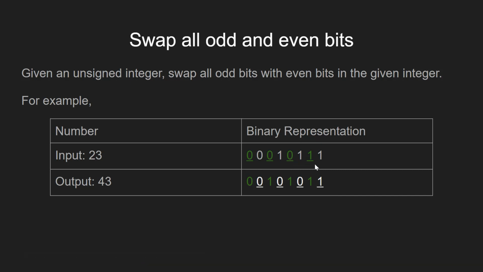Now, how can we solve the given problem efficiently? If we take a closer look at the example, we can observe that the underlined bits, which represent the even bits from right to left in 23, have been shifted to the odd positions in the output. And the reverse is done for the odd bits, that is the non-underlined bits in 23. The solution based on this observation can be given in three steps.